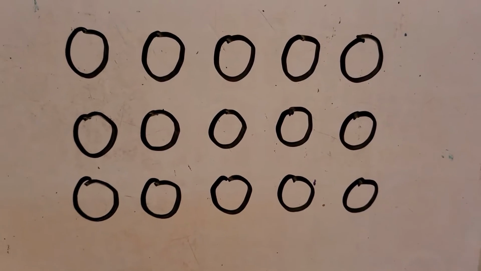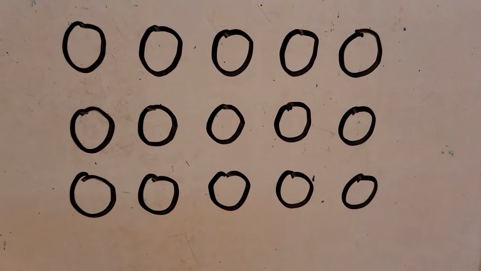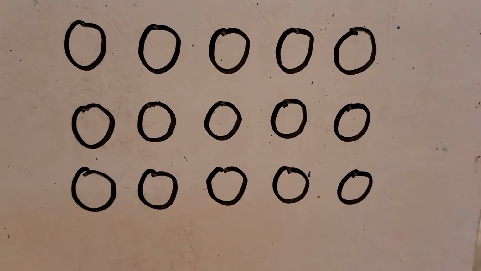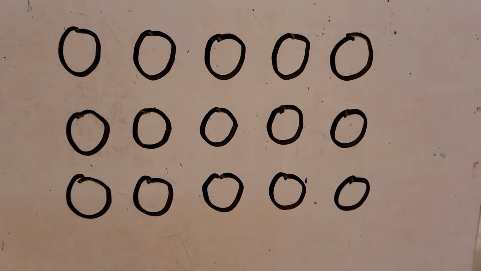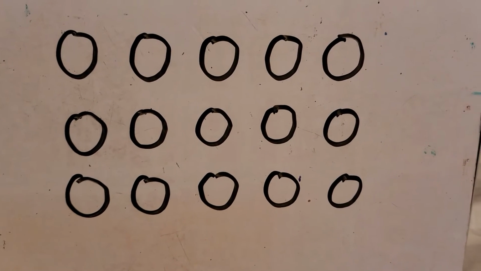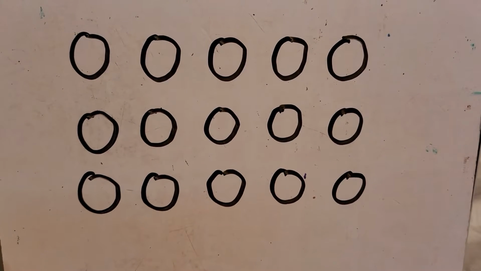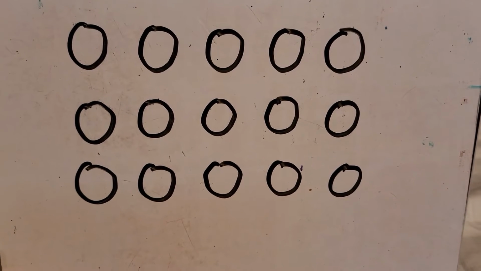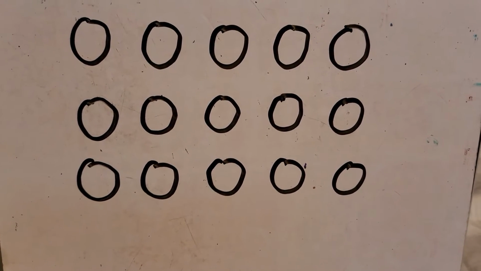You'll see that Miss Carson on her whiteboard drew an example of an array. I have 3 rows across here. Each of these rows has 5 circles in it. So I know that I could write a number sentence below to help me figure out how much I have all together in my array.